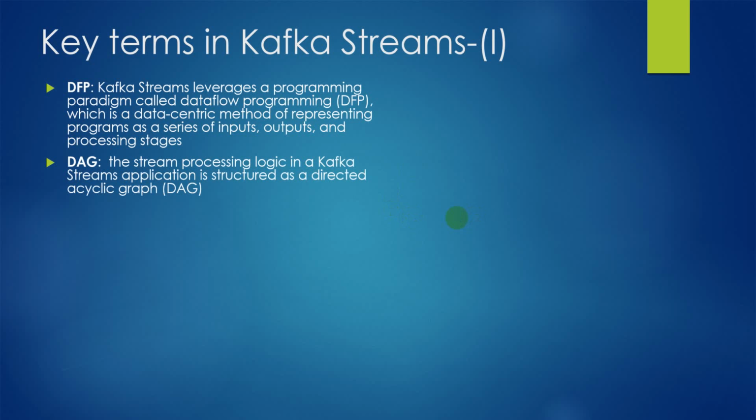DAG. The stream processing logic in a Kafka Streams application is structured as a directed acyclic graph. In short, it is DAG.